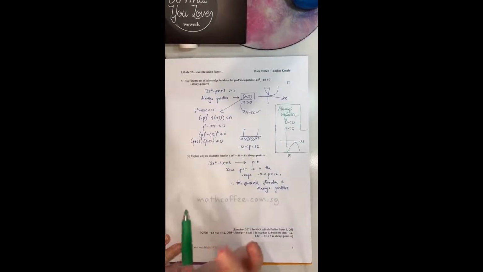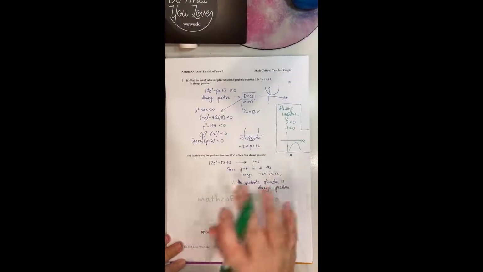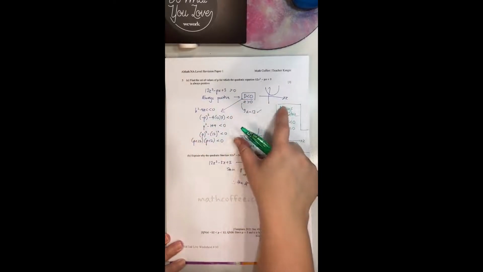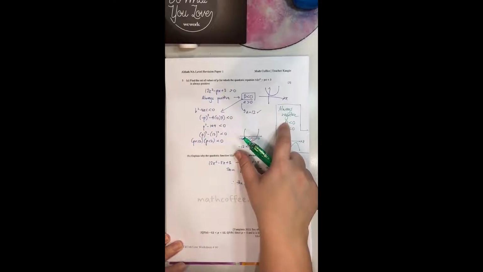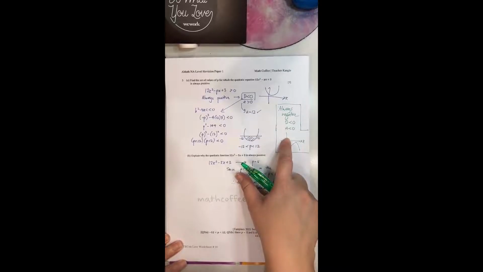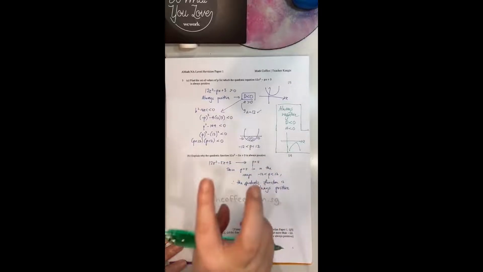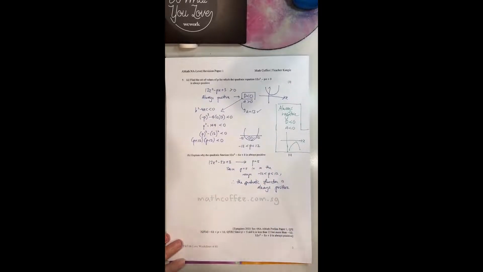So remember, they like to test this question. Always positive: discriminant less than 0, happy face. Always negative: discriminant is still less than 0 because it does not cut the x-axis, no real roots, but it is a sad face. Okay? So always remember you have two conditions that you need to fulfill. Two conditions.